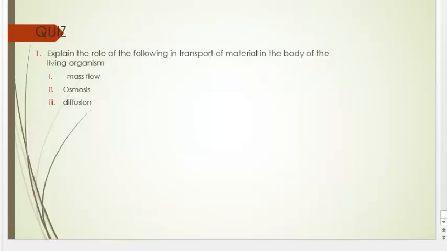Okay, so here we have one question that you need to answer, that is to explain the role of the following in the transport of material in the body of living organism. So you can try to answer this question. You can try to find some books and answer this question. Make sure you need to know the role, because in all of this, the ones that we are learning, we just wanted to know the role of this one. What do they help in the body of living organisms? So you need to know the roles of this one.